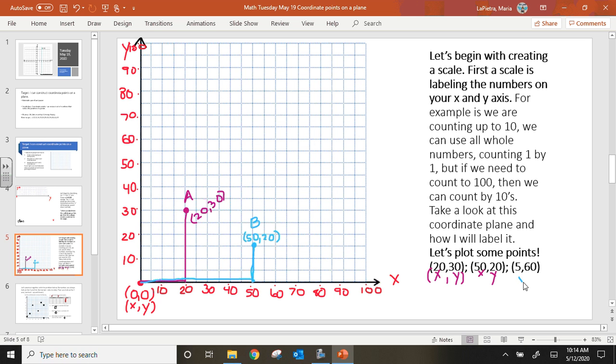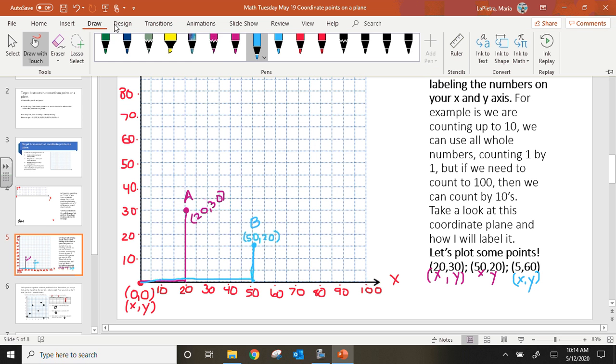X again, first. If you notice, I'm repeating myself. X and Y, X and Y. It must stay in that order, X and Y. You go over and you go up. So let's change this to a different color. Let's go to red. Here we go.